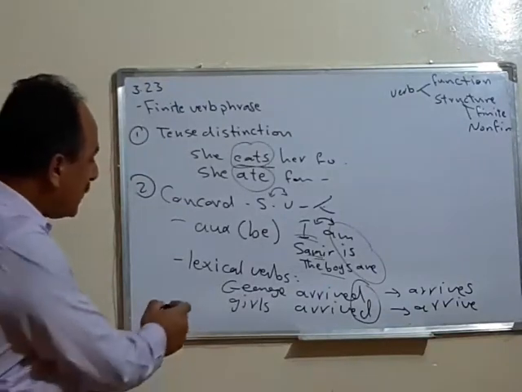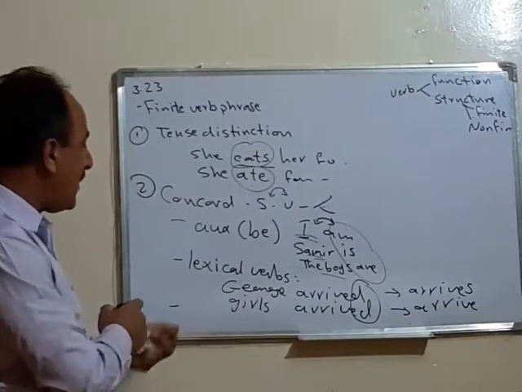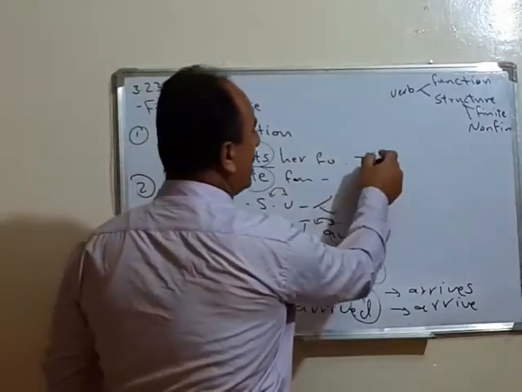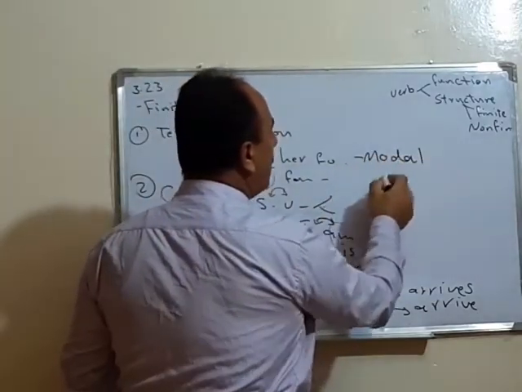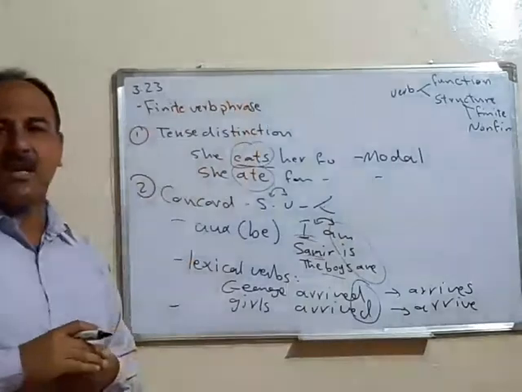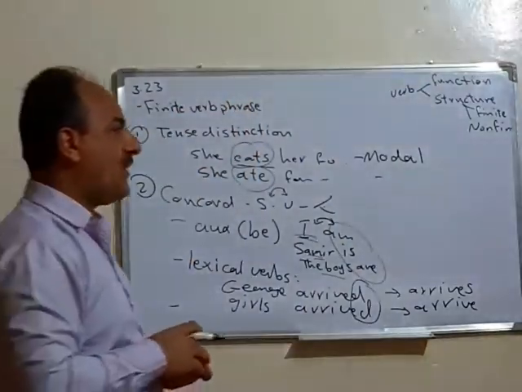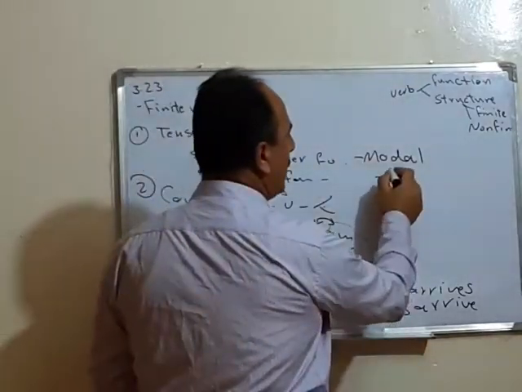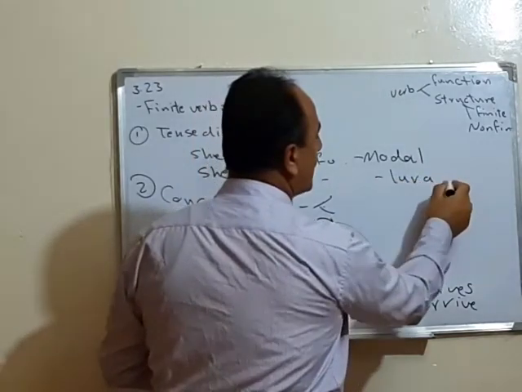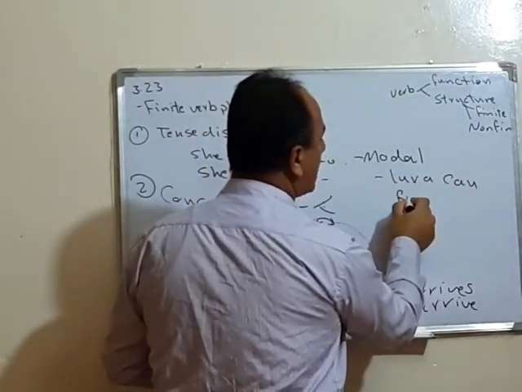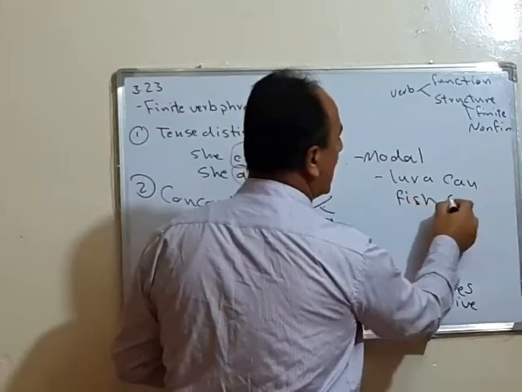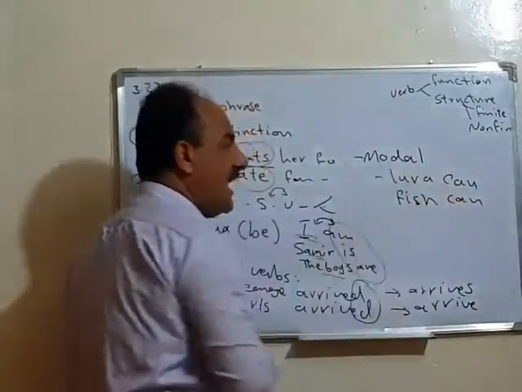The third case, which is not very clear, is in the case of the model. Let's say I'm going to write it here, model. Why? Because even if we change the subject, there is no change for the verb. For example, if we say Laura can, and also fish as a plural, we say can. See, no change, can and can.